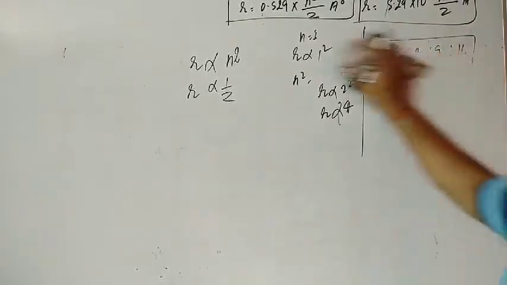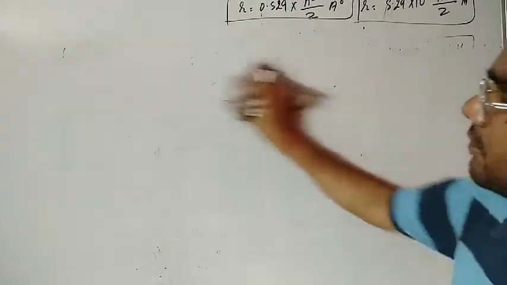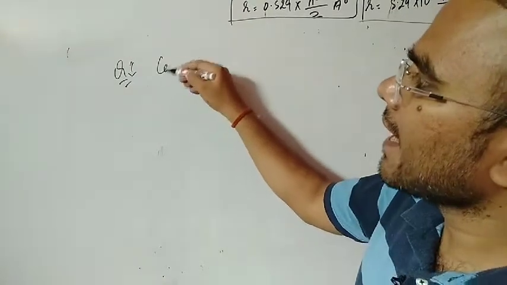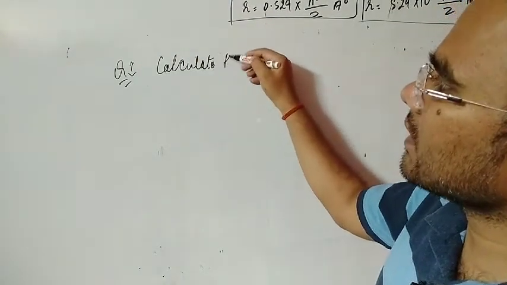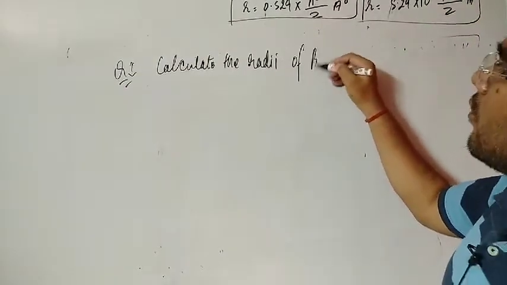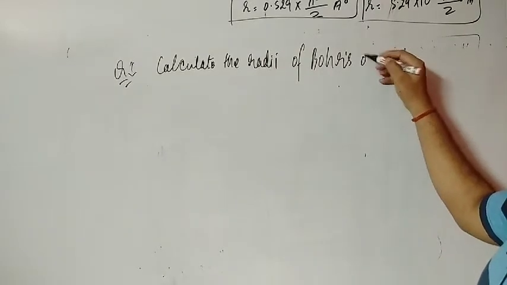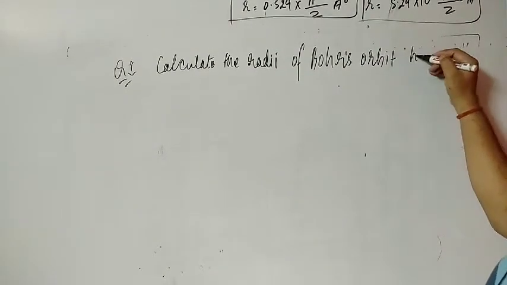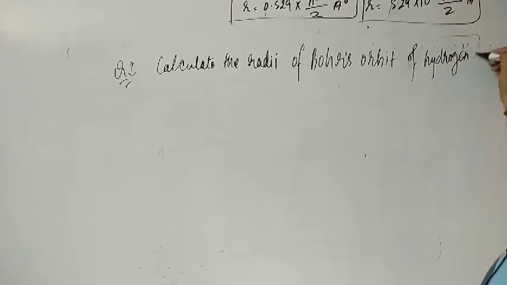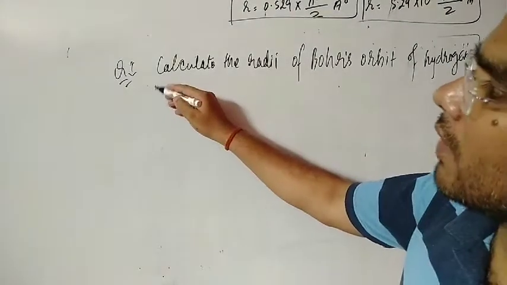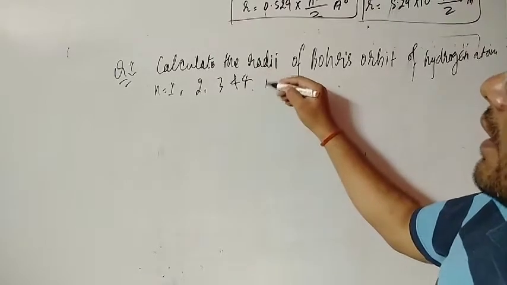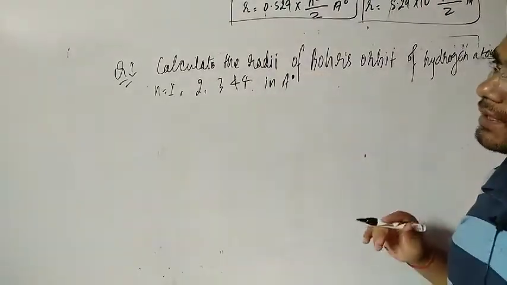Now let us try to solve the problem. How can you solve question number 1, dear students? Question number 1 is: calculate the radii of Bohr's orbit of the hydrogen atom. For the hydrogen atom, n is already given as 1, 2, 3 and 4, and they have asked for the answer in angstrom.